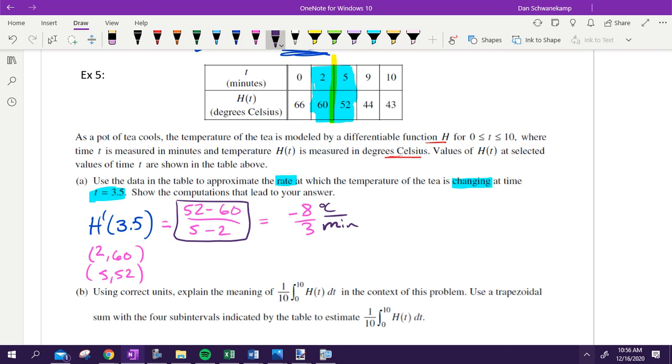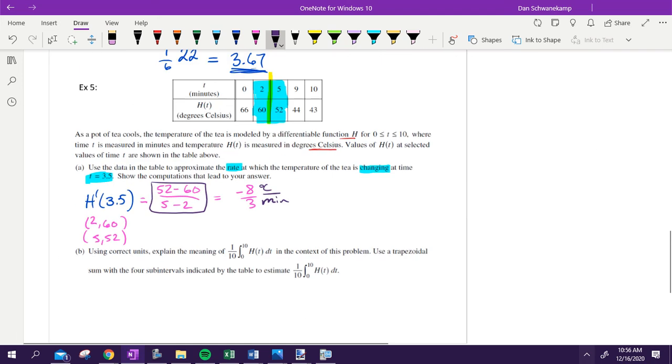Let's look at one more. Using correct units, explain the meaning of 1/10 times the integral from 0 to 10 of H of T dT in context of the problem. It says use a trapezoidal sum. Let's not do that. Let's go RAM. Use RAM with 4 subintervals indicated in the table to estimate that. Okay, that's going to be your homework for this evening. Figure that out. Use RAM to find the area under the curve, multiply it by 1/10, and then explain what that means. Go.